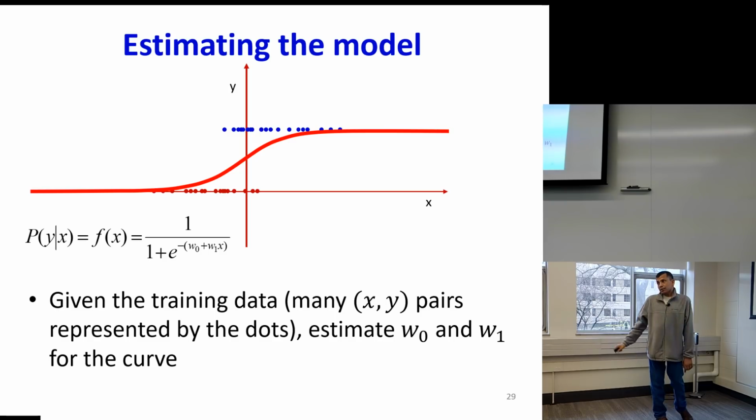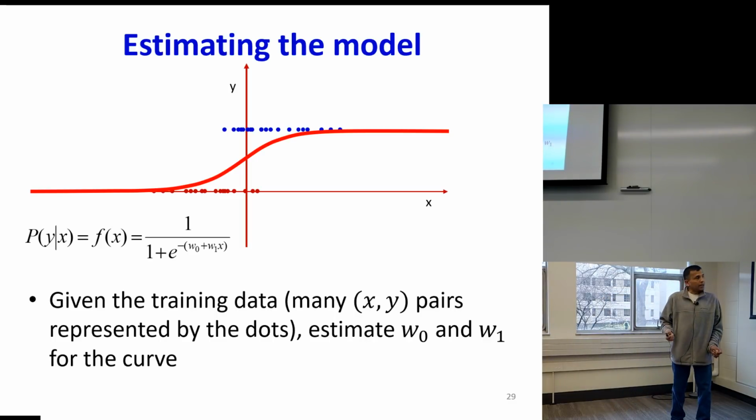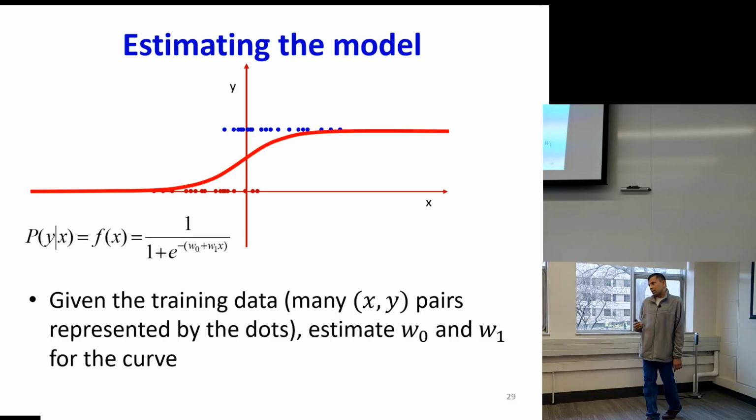Now, if you want to estimate this model, what would you be trying to do? Let's start off with trying to estimate just a simple logistic function, that is, a single perceptron with a sigmoid activation. Then you're going to be given input-output pairs, many x, y pairs represented by the dots over here. And our task would be to estimate the w0 and the w1, which give me the shape of the best curve that estimates the probability of y equals 1 given x.